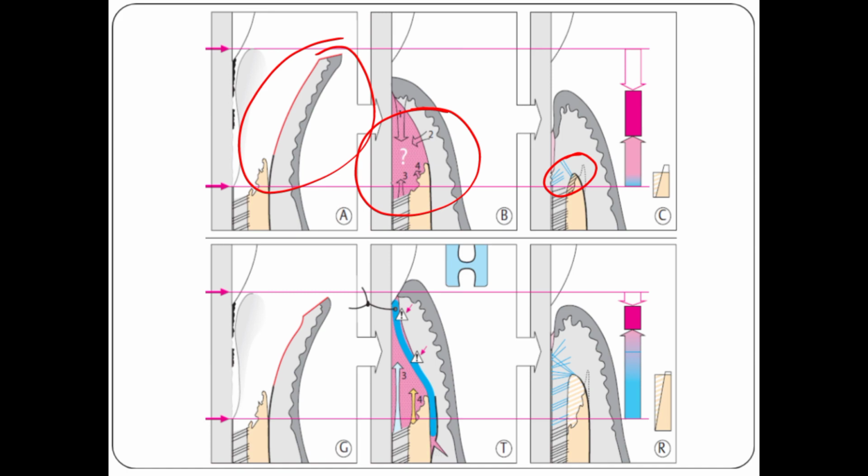Now moving to the next, again there is a flap reflection for root planing, but in blue there is a membrane, and this membrane separates the oral epithelium and gingival connective tissue from the periodontal surface, the periodontal ligament and bone. In 3 and 4 you see the PDL and the bone. So this is GTR, a membrane placed as a barrier in order to regrow the bone and PDL.